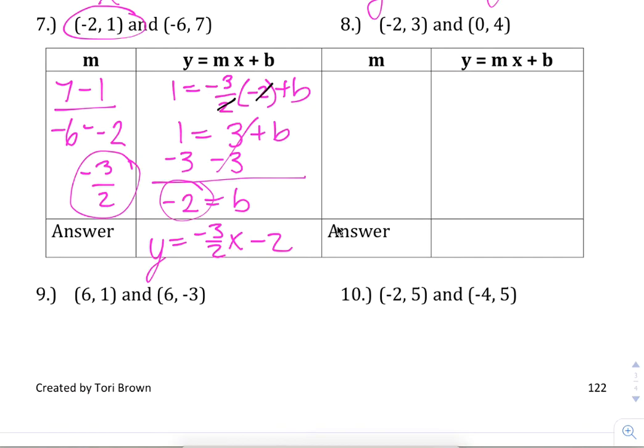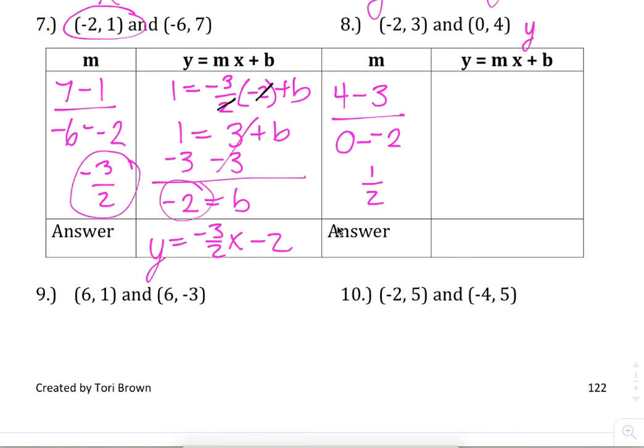All right, number 8. Number 8, they don't have our slope either. So we're going to start with y2 minus y1 divided by x2 minus x1. So that should give us 1/2. But if you're very, very careful, you'll realize we don't have to do much more work.